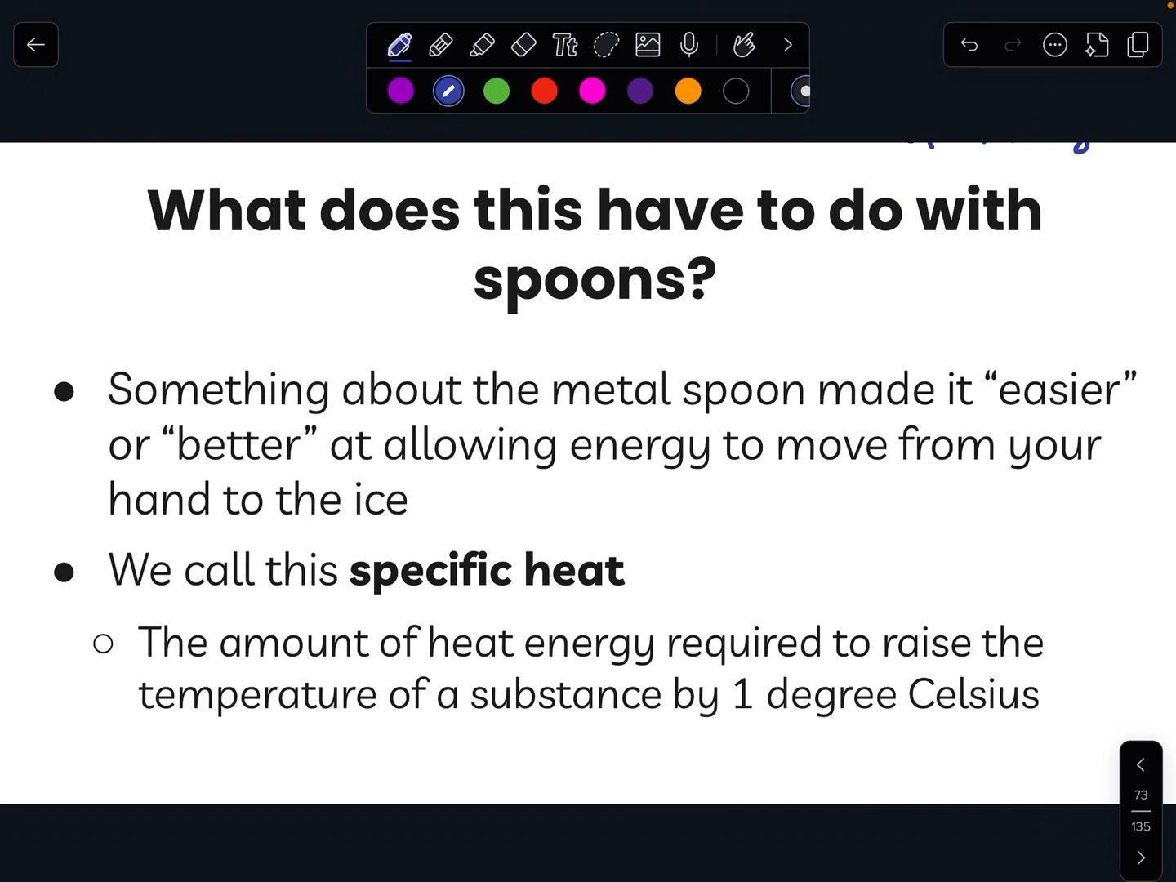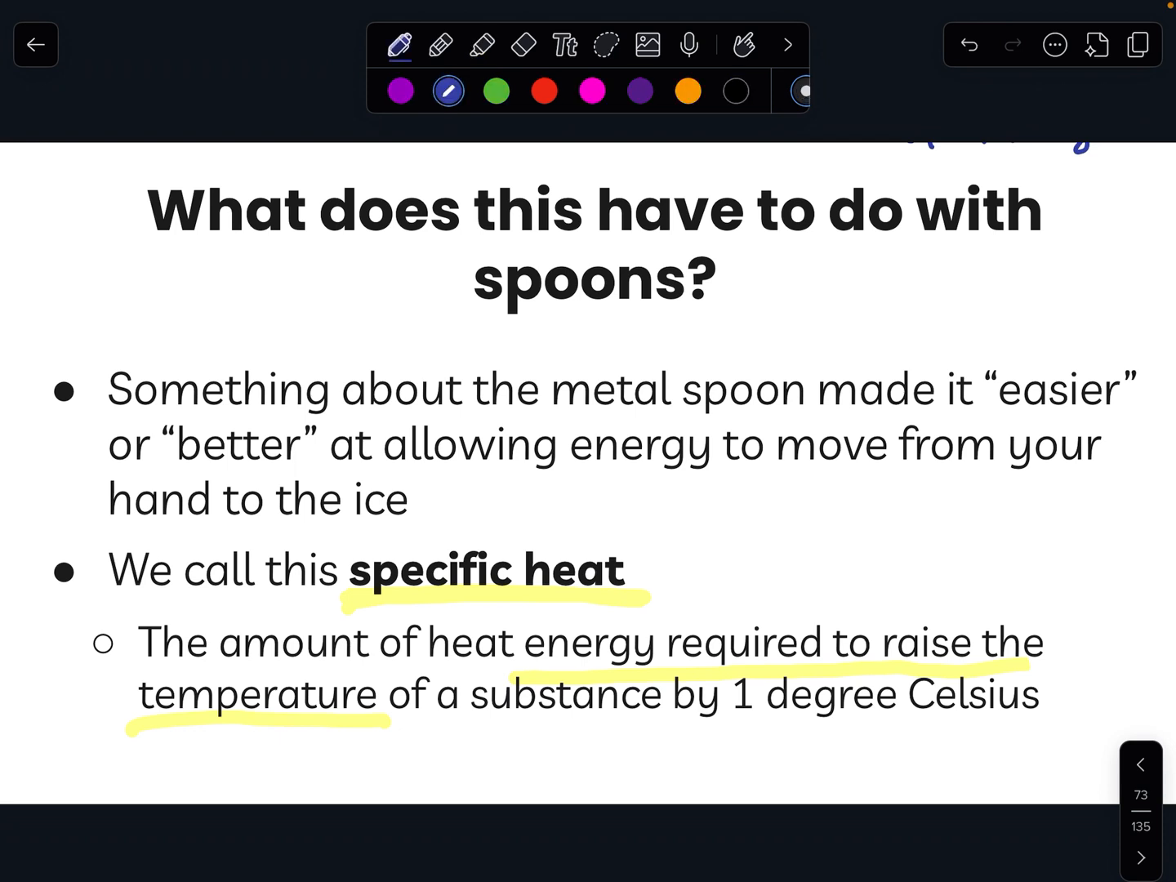So what does this have to do with the spoons that we talked about at the beginning? Well, something about that metal spoon made it easier for the energy to move from your hand to the ice. What that's called is specific heat. This is a fancy science word that really just talks about the energy required to raise the temperature of something. So basically, how much do I have to heat it up for the temperature to actually increase, right?